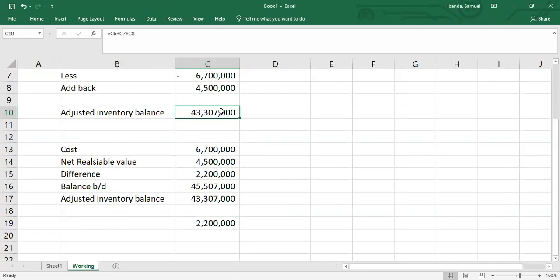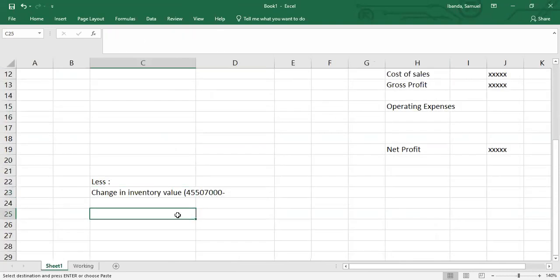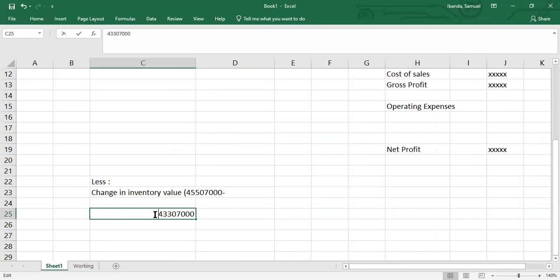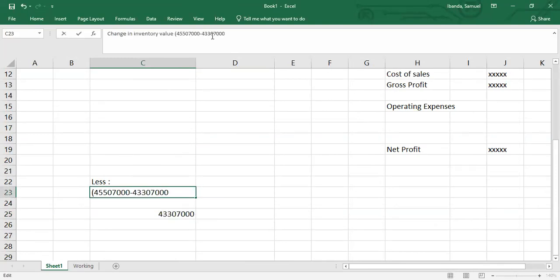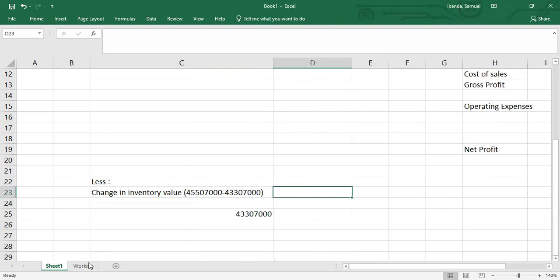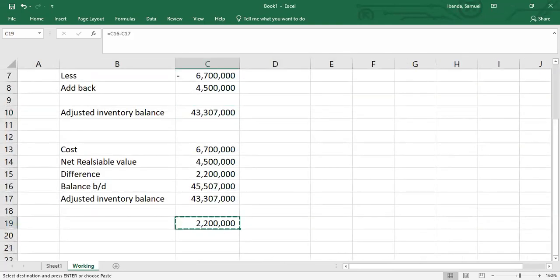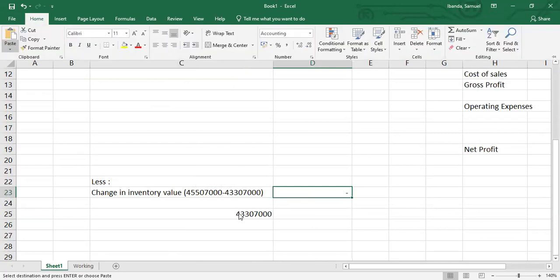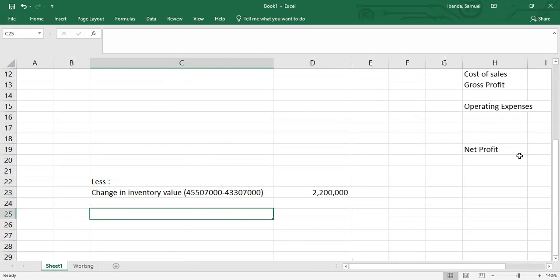This is 43. Pick it like this. So that is what I'll just basically put in bracket, and definitely I'll put my what? My 2.2. So I'm basically going to adjust my inventory, my profit by 2.2.